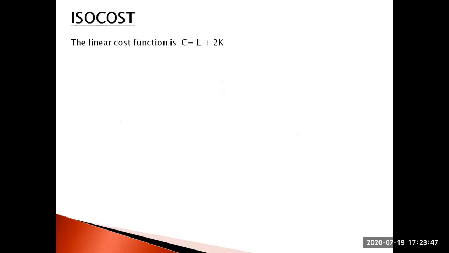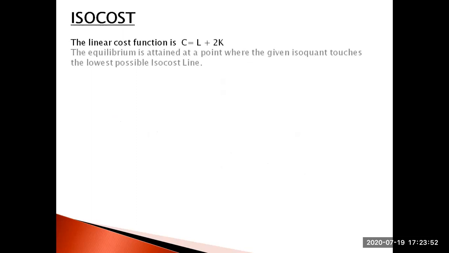So I'll try to correlate between the isocost and the isoquant. Now my linear cost function in this case is C equal to L plus 2K, because the input price of labor has been given as rupee 1 and the input price of capital K has been given as rupee 2. So if I employ L units of labor, then my labor cost will be L times 1, and if I employ K units of capital, then my capital expense will be 2 times K, so that will be 2K.